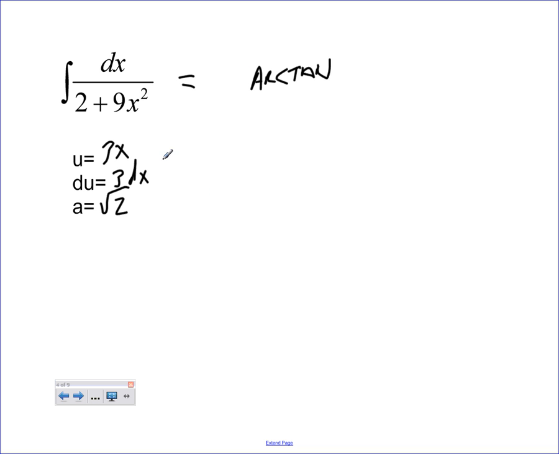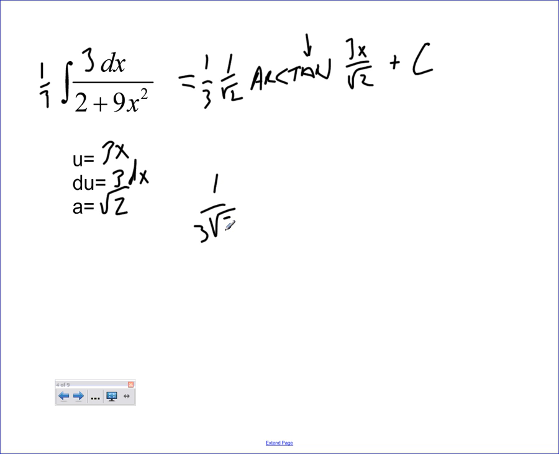So we just go with the format. It's fitting the thing. We just need to put a 3 in, take a 3 out. Okay, so the 1/3 is going to come along for the ride. And then we just do the format. And it's arctan, which has an a in it. See the a right there? So it has the a, so we're going to get 1 over a, which is 1 over root 2. Arctan u over a, which is 3x over root 2, plus c. Simplify that, it becomes 1 over 3 root 2 arc tan 3x over root 2 plus c.